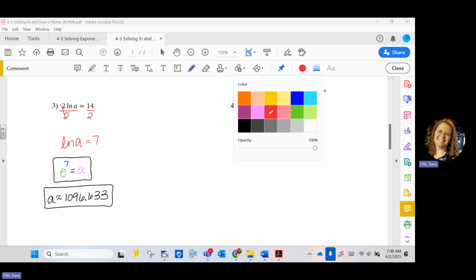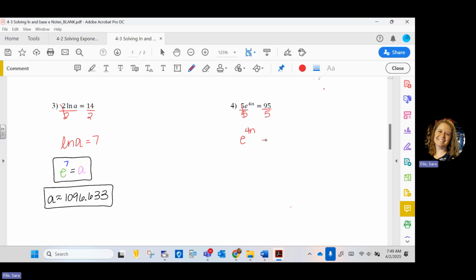That 5 in front, how is the 5 connected to the e? What operation's happening between the 5 and the e? That's multiplication. If they're just butted up against each other like that, a number and a variable, those are being multiplied. So to get rid of that 5, I'm going to have to divide because we have to do the opposite operation to move terms to the other side. So I end up with my base e to the power of 4n equals, and then 95 divided by 5, what is that, 19?